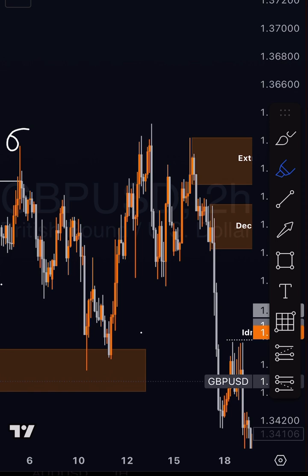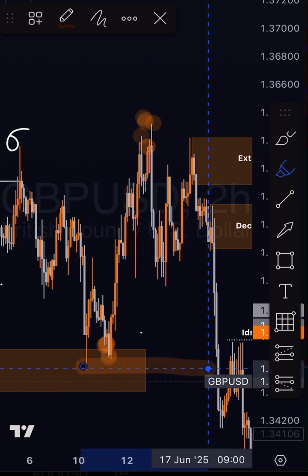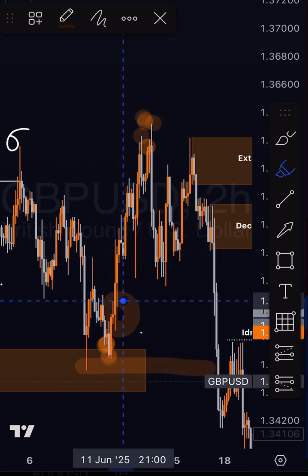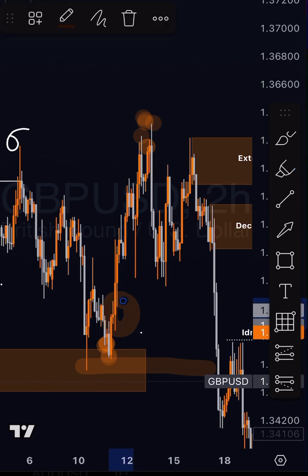Wait, so you identify the higher high, the higher low, and higher high. Now what did price do? You see, price came back and broke this instead of reacting to this order block over here. Now what does that tell you? That actually tells you that price is likely to change direction.